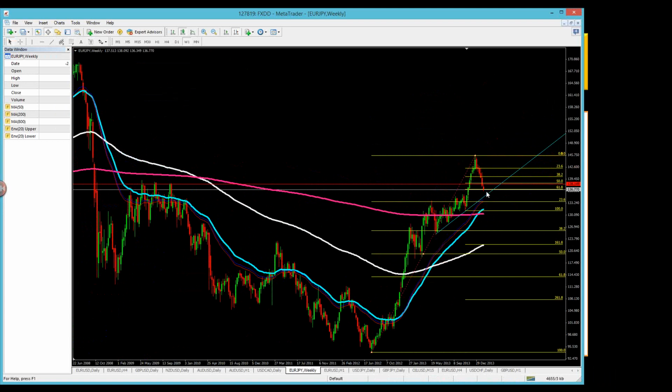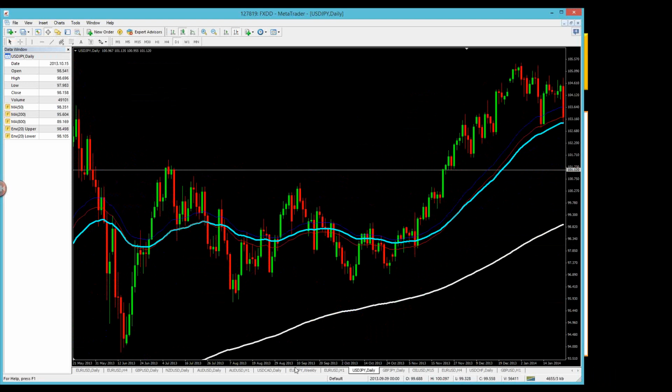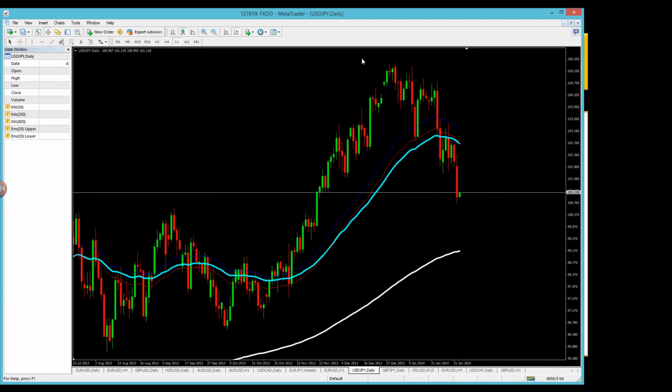I don't see any area of support to really hold us up here on the euro yen, so I would be looking for a sell there. That's probably a good area, good time to look for a sell on the euro yen.